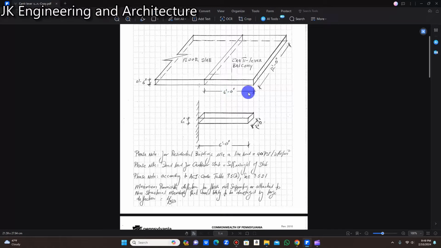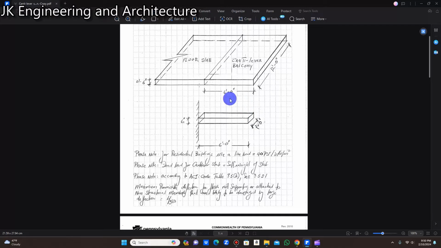The dimensions of this cantilever balcony are a thickness of 6 inches by 6 feet projection by 12 feet in length. In engineering design, when we're designing a member, we usually design for a 1 foot length. So if this slab is 12 feet in length, we only design for a 1 foot strip.